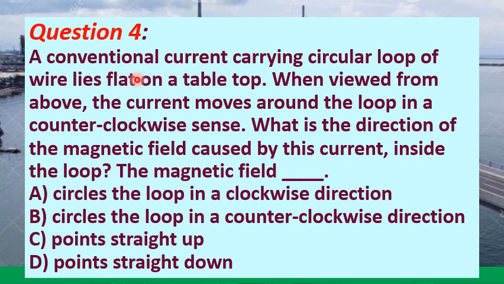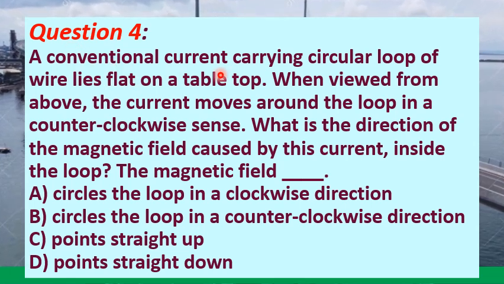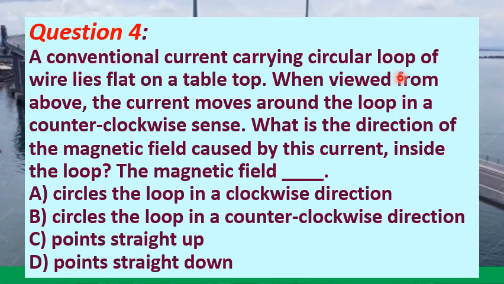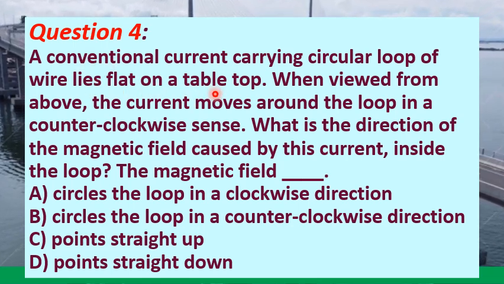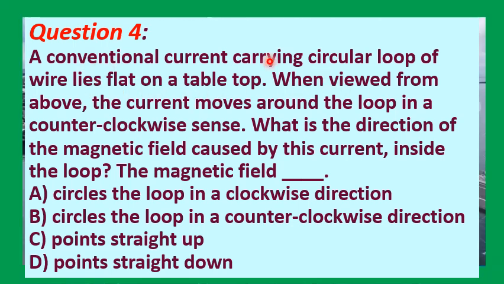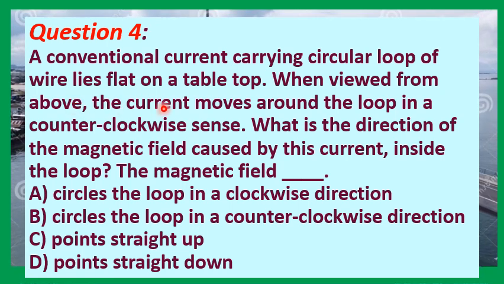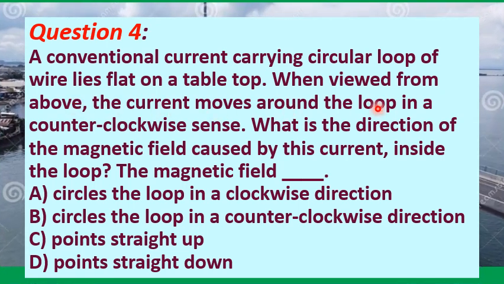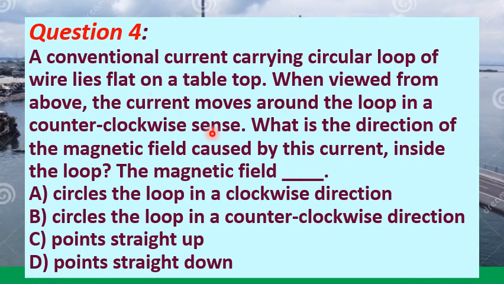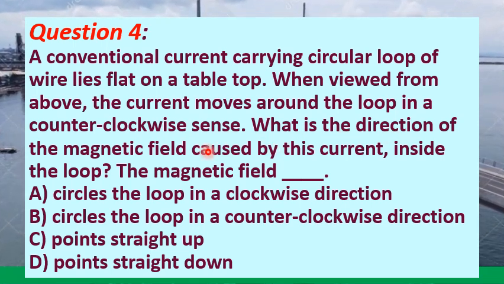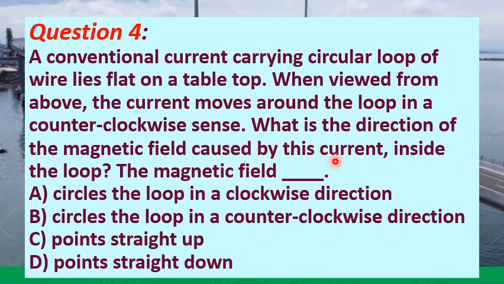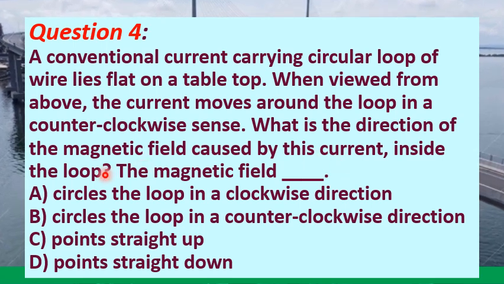Question number 4. A conventional current carrying a circular loop of wire lies flat on a tabletop. When viewed from above, the current moves around the loop in a counterclockwise sense. What is the direction of the magnetic field caused by this current inside the loop?